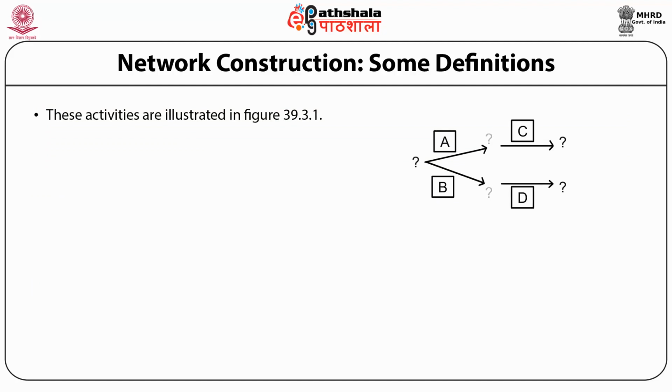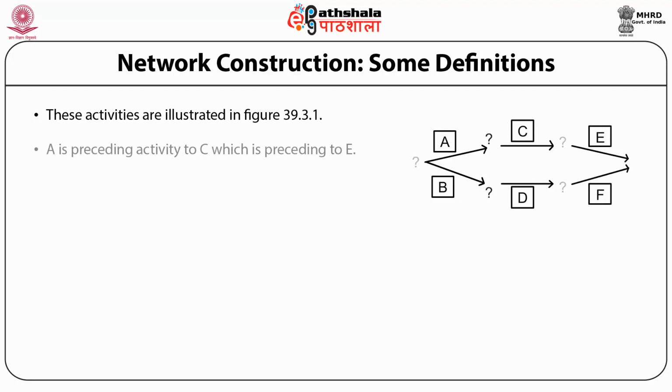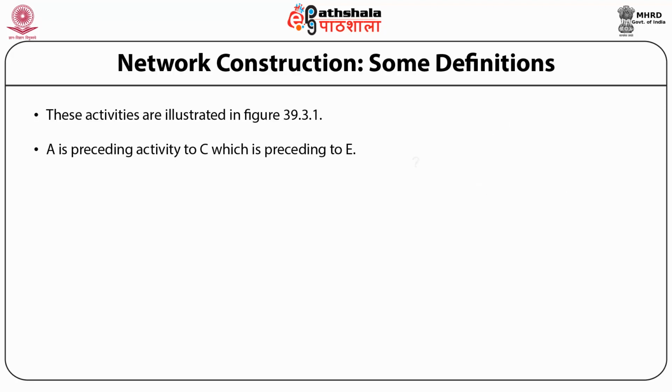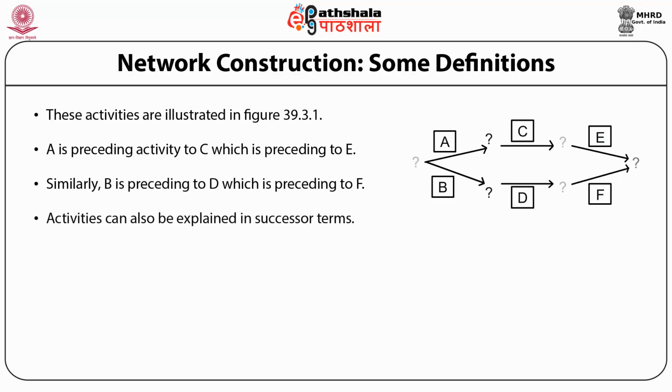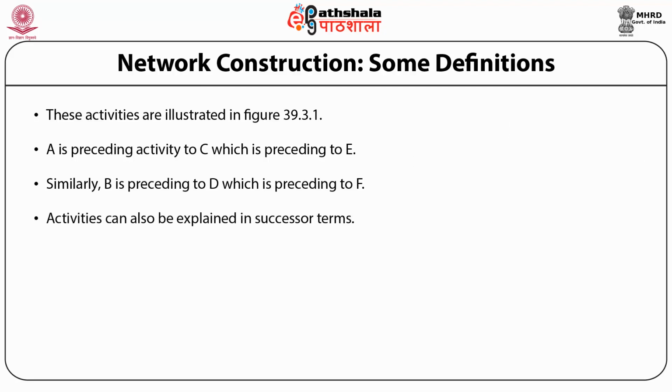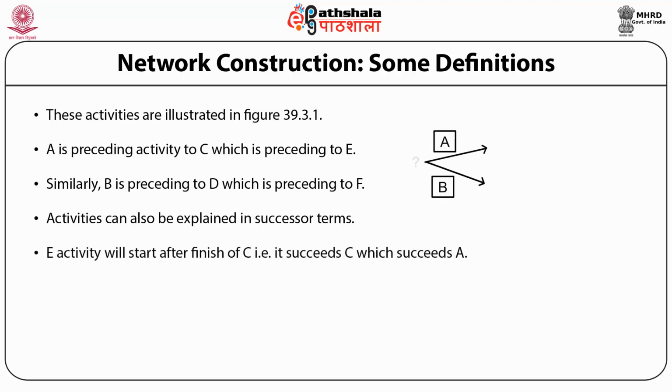This is an activity on arrow network diagram. A is preceding activity to C, which is preceding to E. Similarly, B is preceding to D, which is preceding to F. Activities can also be explained in successor terms. E activity will start after the finish of C, that is, succeeds C, which succeeds A. Similarly, F succeeds D, which succeeds B.